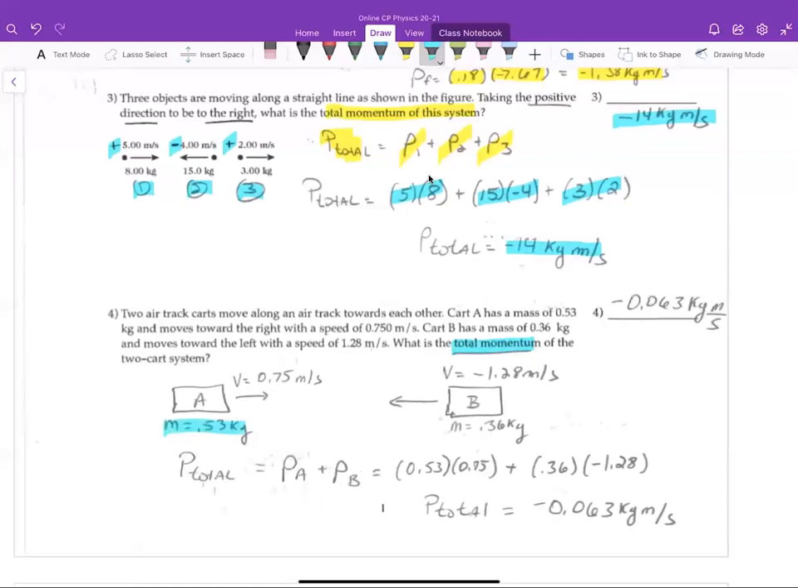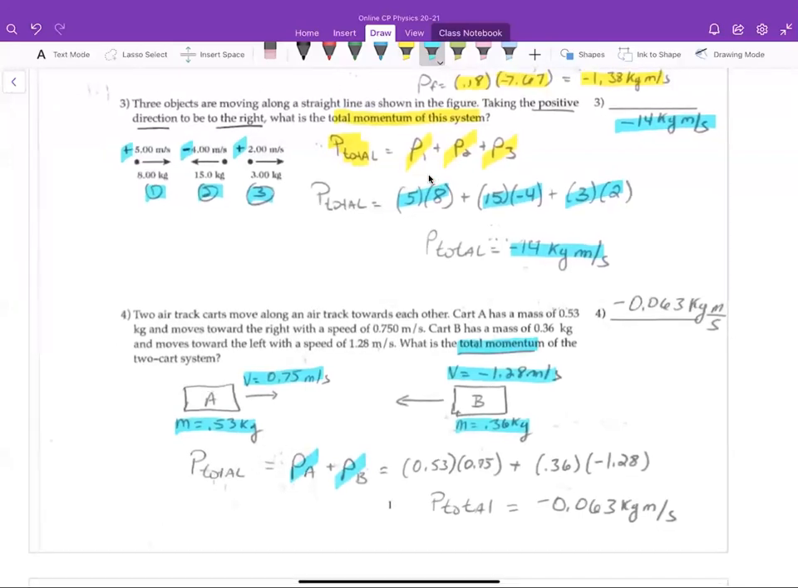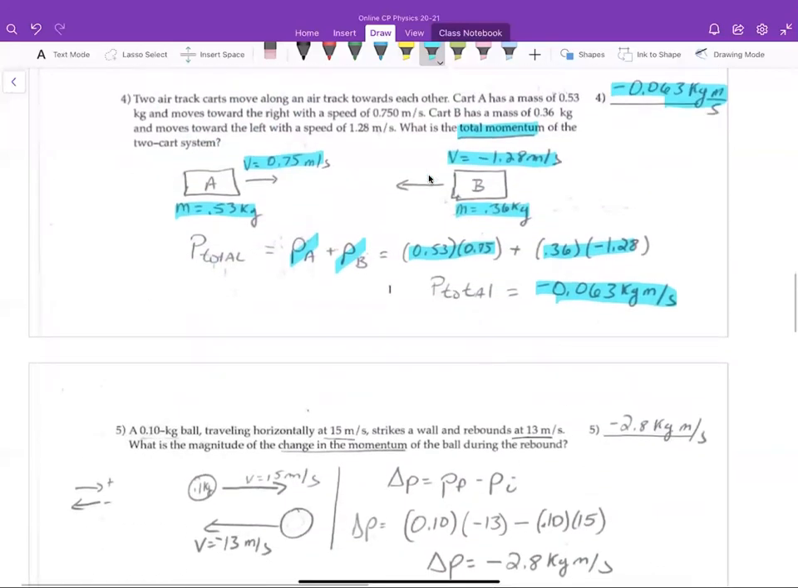So I have a picture. This is to the right. I have a mass. This is to the left, which is why I put a negative sign in front of that velocity. Total momentum is the momentum of 1 plus the momentum of the other. I do believe that people left off the sign on -1.28 in this problem, which is a very common mistake. So please pay attention. Momentum has direction. Multiply and add, and I'm going to have a negative total momentum. In other words, the system's total momentum is 0.063 kilogram meters per second to the left, if we assume to the left is negative.